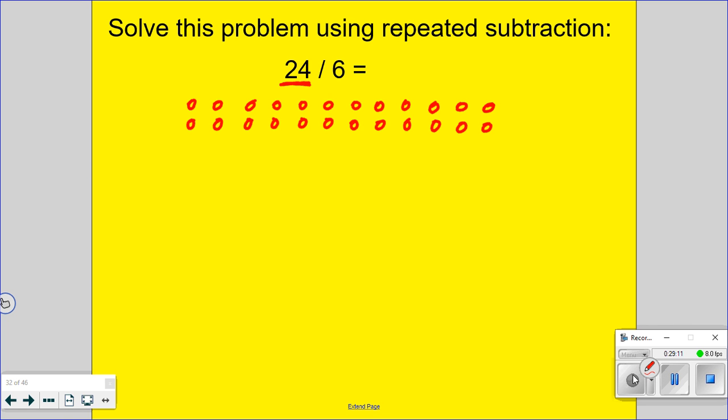All right, so the first part of my equation says 24. Here is 24. We have that total. That next piece tells me I'm making groups. How many should I say are going to be in each group? That's what that next number tells me. 24 put into, this number is going to tell me how many go in my groups. How many go in my groups? Jordan?